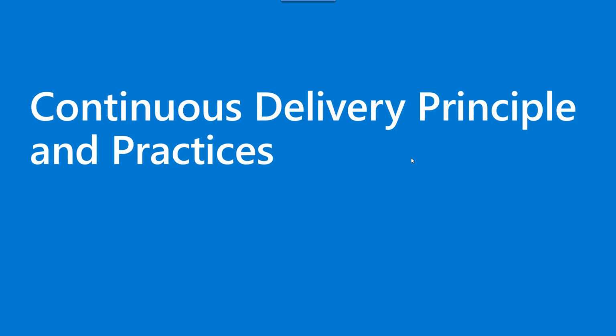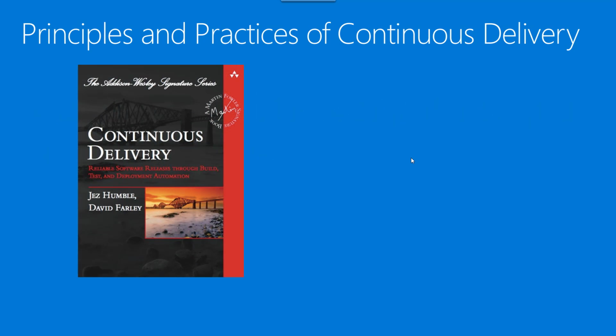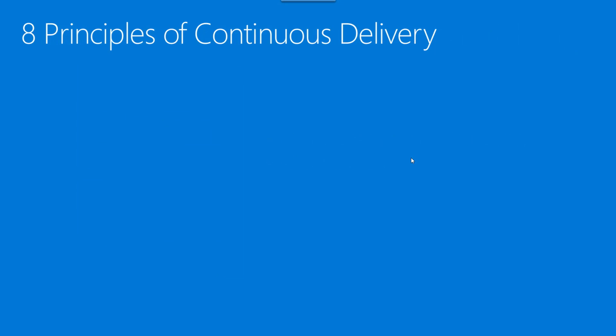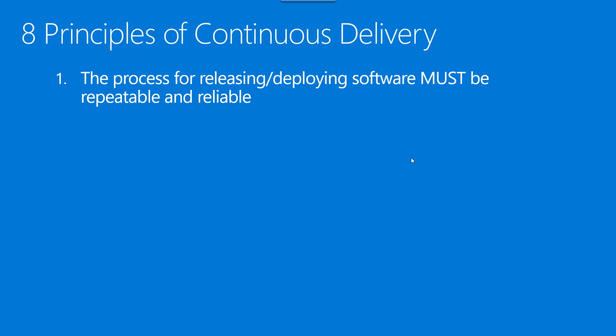Continuous delivery principles and practices. This is one of the best books about continuous delivery, and it has great 8 principles and 4 practices. So let's look at the 8 principles. The first one is that the process for releasing and deploying software must be repeatable and reliable. It's very important to be able to run this process again and again.